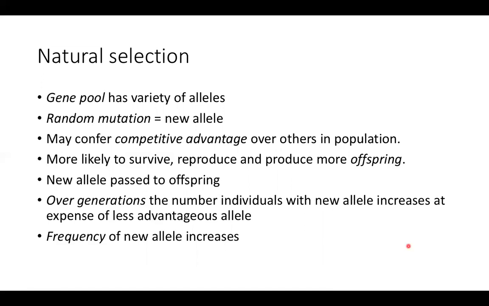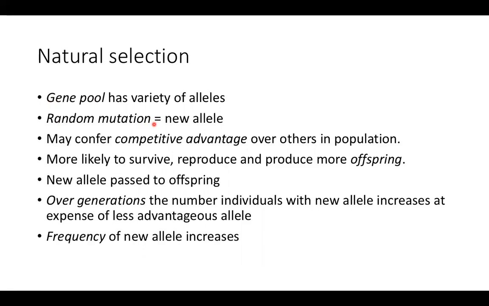So the first thing that you need to acknowledge is that there is genetic variation within a population, okay? And that genetic variation within a population we refer to as the gene pool. So the gene pool has a large variety of alleles. So that's saying there is a lot of genetic variation. Where does this genetic variation come from? Well, it would have always come from, at some point, a random mutation. So any differences come about because a mutation event has happened.